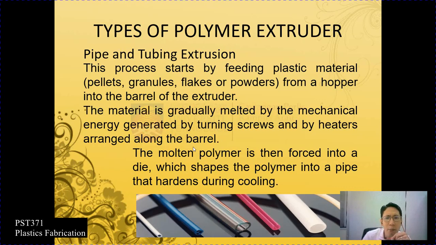Okay, the molten polymer is then forced into a die which shapes the polymer into a pipe that hardens during a cooling. Die ini yang memberikan bentuk dia tadi. Okay, bentuk kepada your molten polymer tadi. And then, bila awak extrude, dia slightly soften, dia akan go to the cooling untuk harden and solidify.